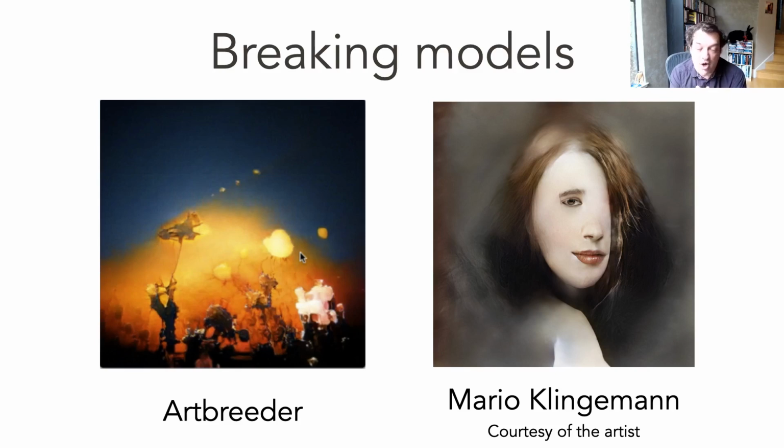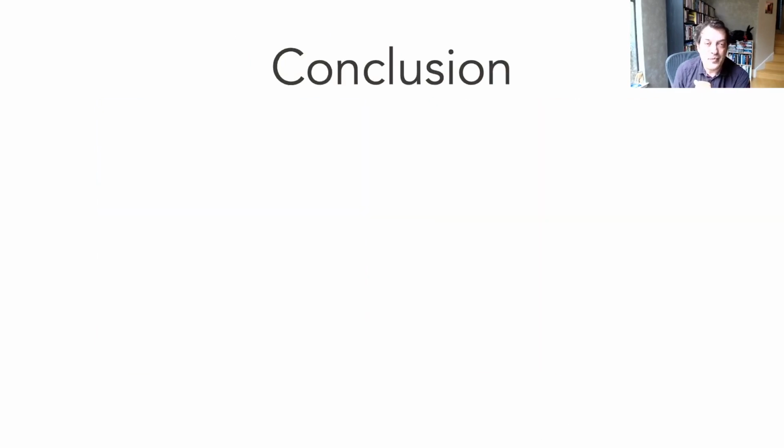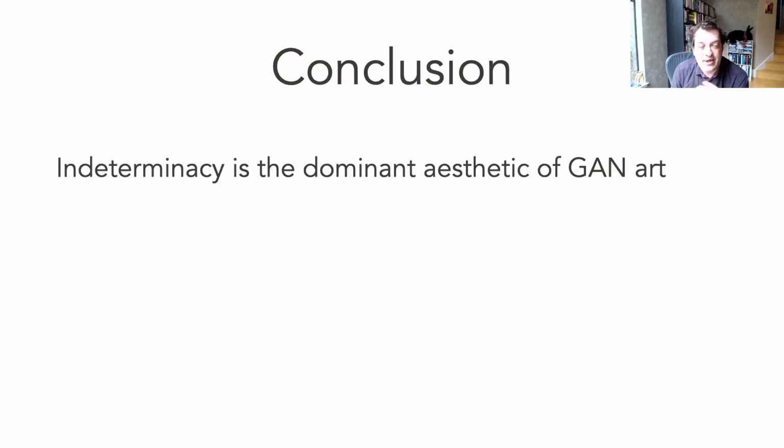And so we see with ArtBreeder, the ArtBreeder model is actually using invalid class embedding vectors to produce its output. And on the right, here's an example where Mario Klingemann has manipulated StyleGAN so it doesn't produce as realistic images as it is designed to do. And as GANs get better and better, artists will be finding more and different ways to control and manipulate the way these models deviate from realism.